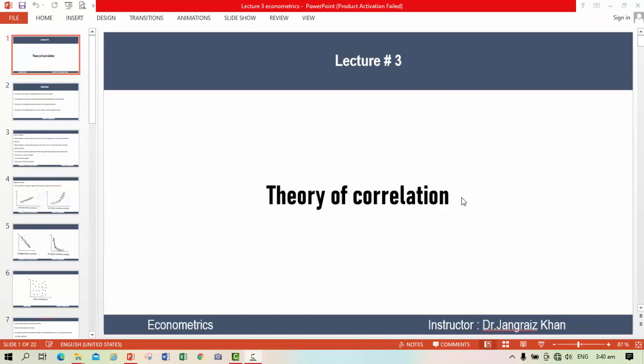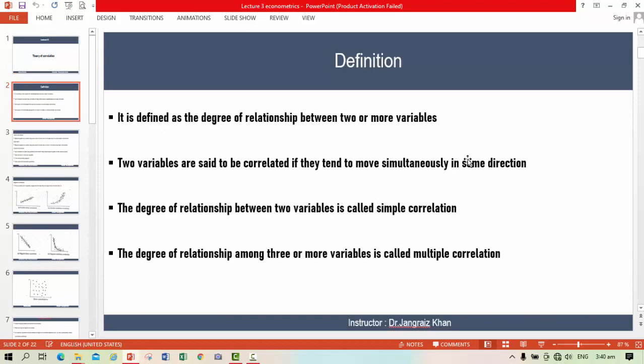The theory of correlation is one of the important theories of econometrics, which shows the degree of relationship between two or more variables. So first we come to the definition of correlation. It is defined as the degree of relationship between two or more variables.